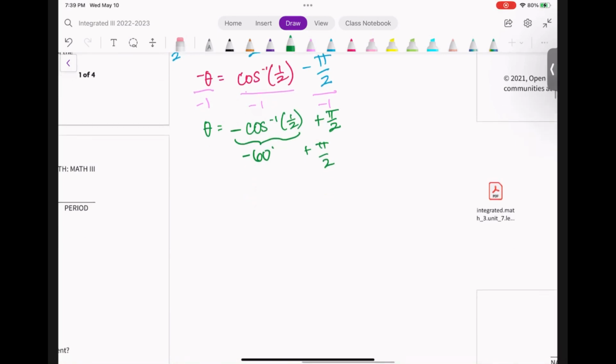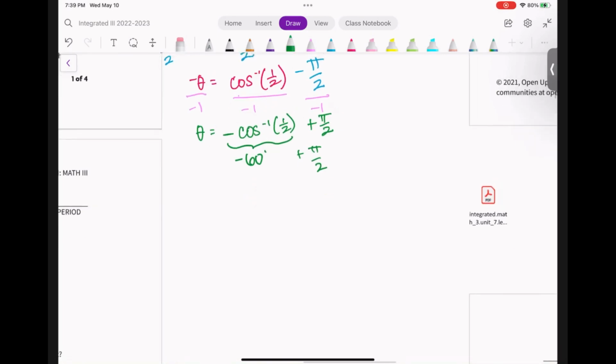Some of you did recognize that this cosine inverse of 1/2 was your 30, 60, 90. If you didn't recognize that, just know that whenever you have a 1 and a 2, you could check to see if you're in your 30, 60, 90 or your 45, 45, 90. So this is cosine, so we want to know what this angle is, and that's your 60 degrees, right?